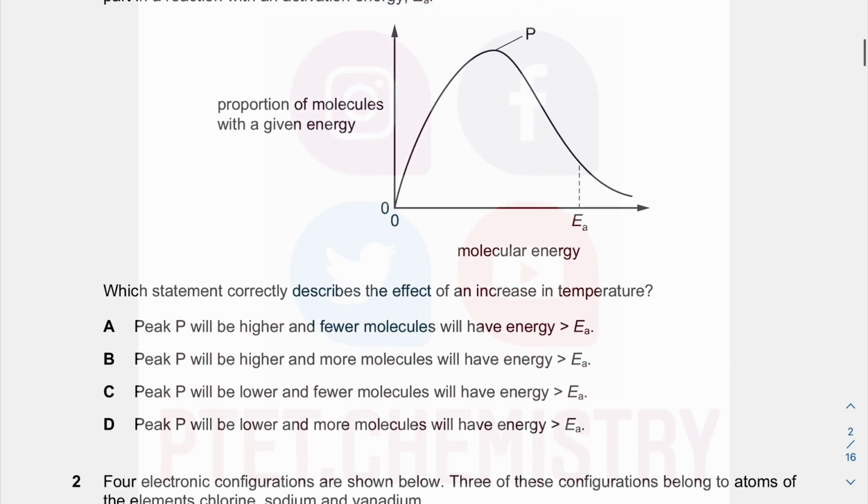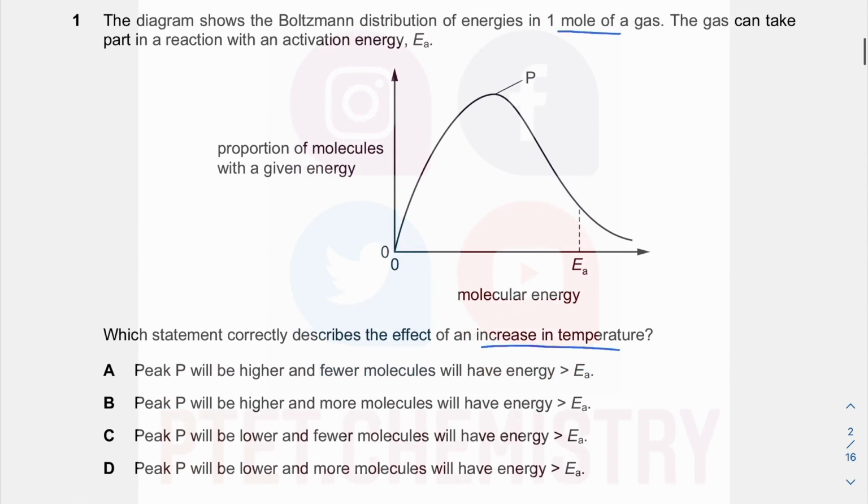So what would be the effect of an increase in temperature? Those are the standard things they like to ask. When you increase the temperature, you will skew the graph to the right, but your activation energy will remain the same. Your activation energy remains the same, but the area under this new graph, the proportion of molecules with energy greater than or equal to EA, would have increased.